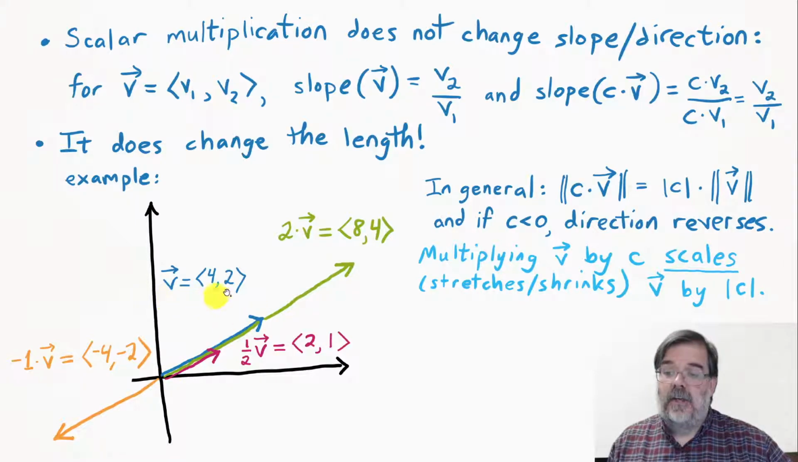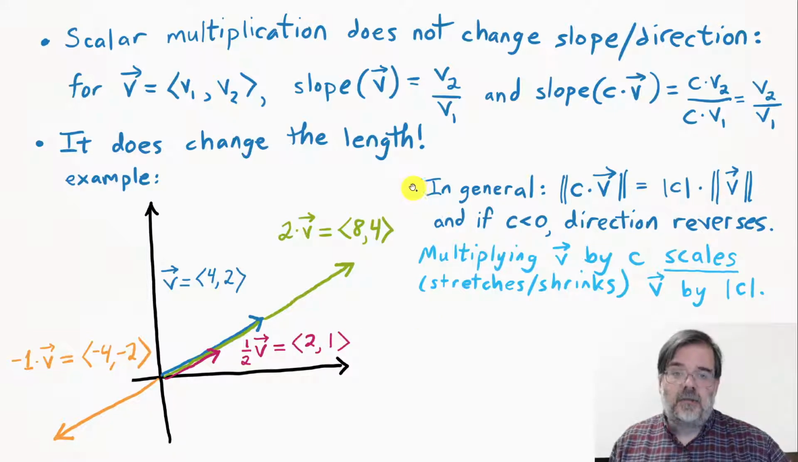If we were to take the vector v and multiply it by -1, we would get the vector ⟨-4, -2⟩, which, well, it's pointing in the opposite direction. It still lies along the same line, which has the same slope. It's just facing in the other direction. That's the vector ⟨-4, -2⟩.